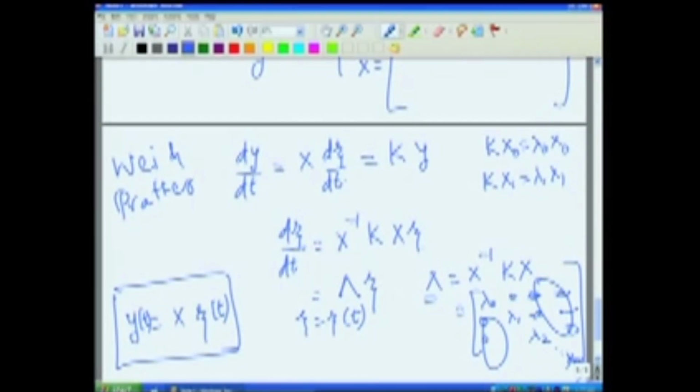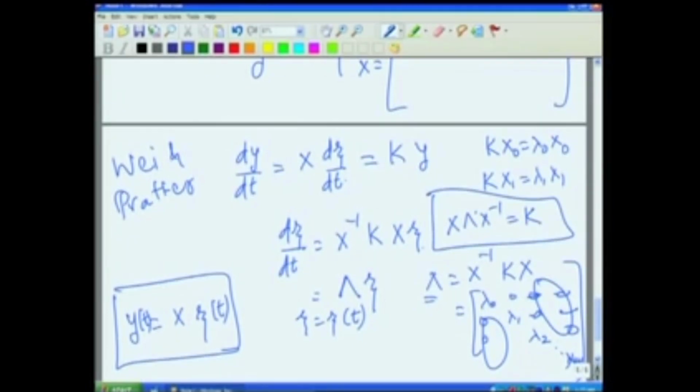Okay. So, this in fact can also be used to calculate the kinetic rate constants of such a system. If you want to find K, K is nothing but x lambda x inverse. From this relationship I can write x lambda x inverse equal to K. So, to find the kinetic rate constant K, I need to know x, I need to know lambda and I need to know x inverse. If I know that, I can find the kinetic rate constant.